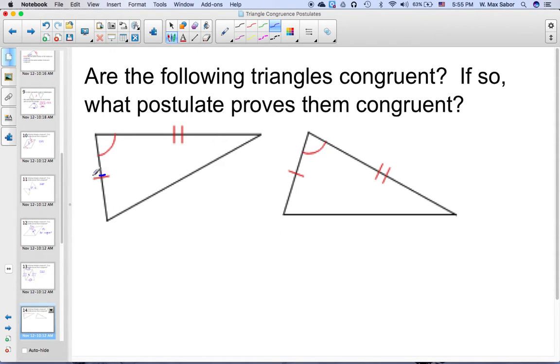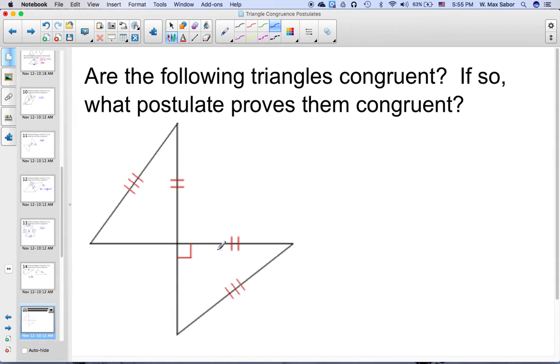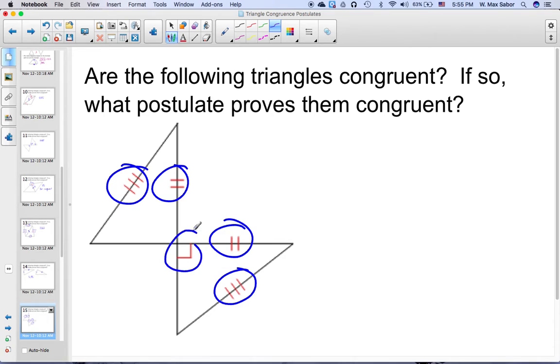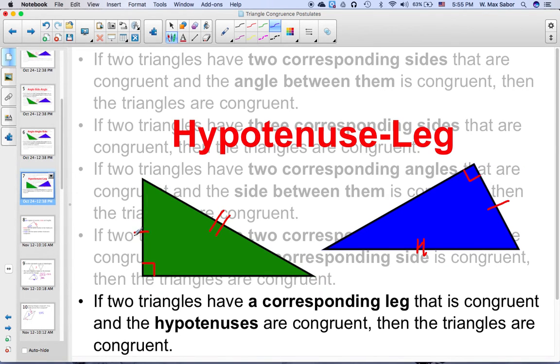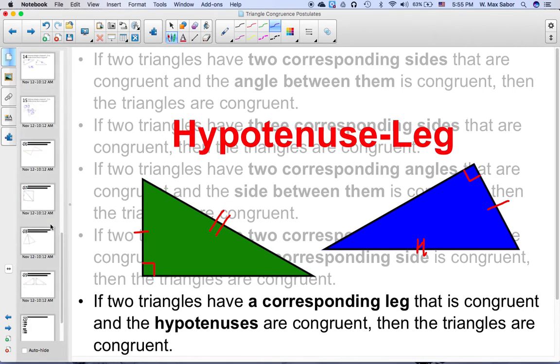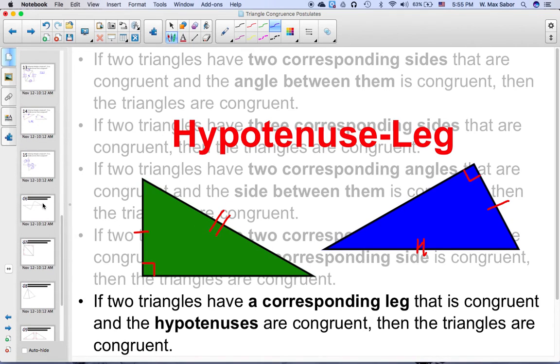Here we have a pair of sides. We have another pair of sides. And the angle between them. So that's side, angle, side. Here we have a side, another side, and the angle that's not between them, because those are both right angles. But because it's a right triangle, that's when we're allowed to use hypotenuse leg. So we have a leg, we have the hypotenuse, so that would be hypotenuse leg.